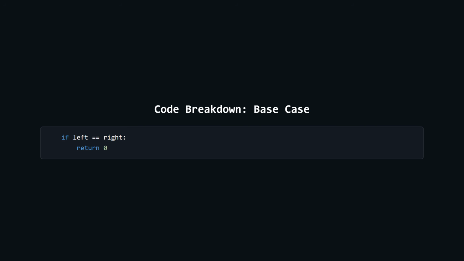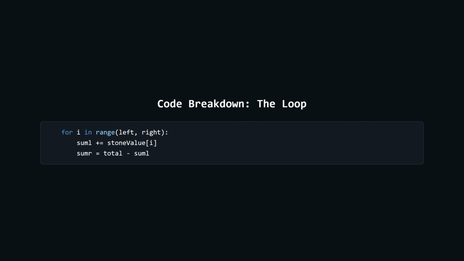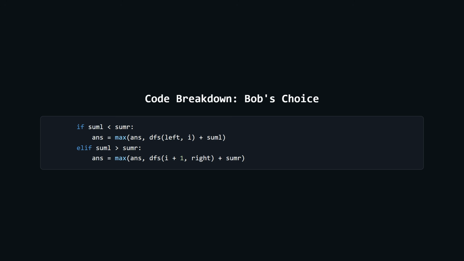If our left and right boundaries point to the exact same stone, the game is over, and Alice gets 0 additional points. We loop through every spot between the start and end, calculating what the left sum and right sum would be if we cut it there. If one side is lighter, Bob throws away the heavy side, and we add the light side's value to whatever maximum score we can get from playing the rest of the game on that light side.